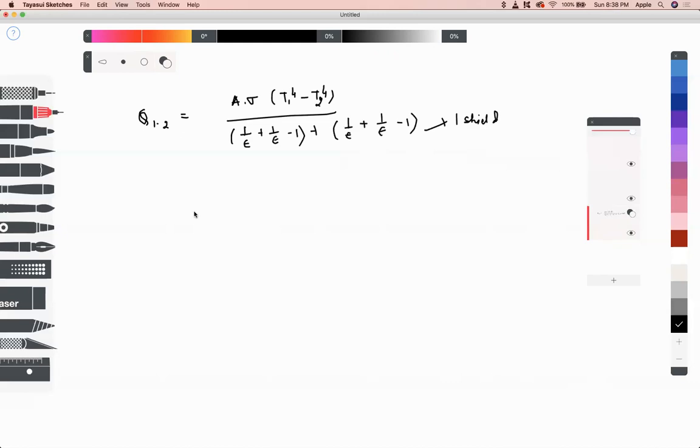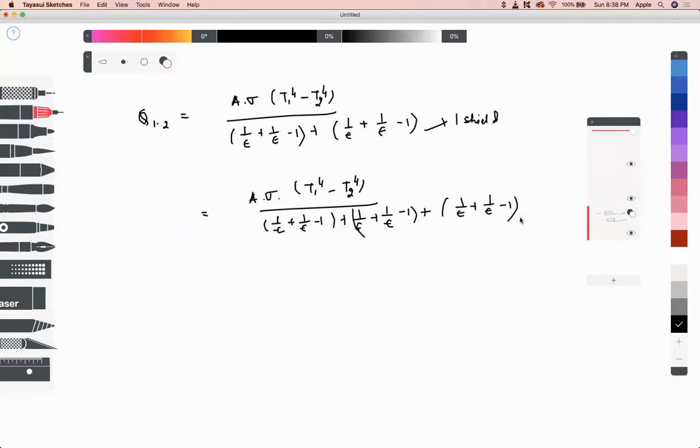Okay, if two shields are there, then the expression will change. A into sigma into T1 to the power 4 minus T2 to the power 4 divided by 1 upon epsilon plus 1 upon epsilon minus 1 plus 1 upon epsilon plus 1 upon epsilon minus 1 plus 1 upon epsilon plus 1 upon epsilon minus 1. This is with respect to two shields.